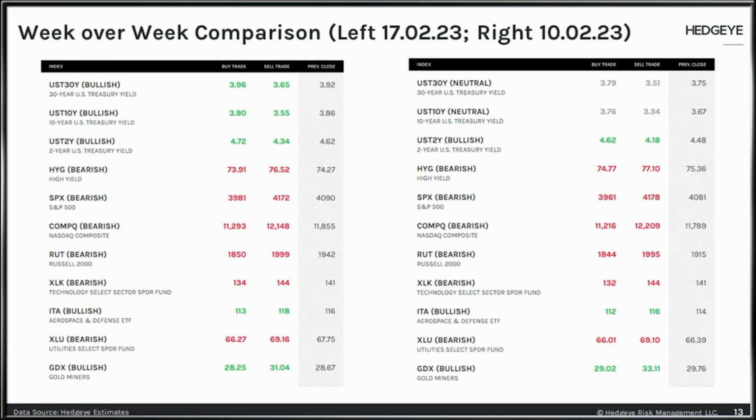So last Friday, GDX, just to keep going on that example, had a top end of the risk range at 33.11, whereas today it's 31.04. So that's a big lower high. And same thing with the low end: 29.02 last Friday versus 28.25. So that's a lower low as well. So again, reviewing things on a week over week and a day over day basis. I'm not going to run through everything here because I think you get the point.